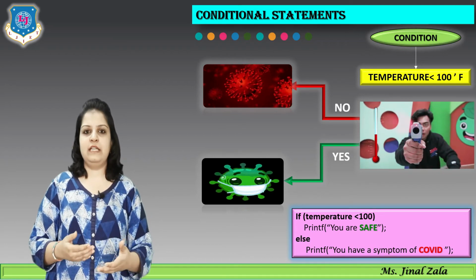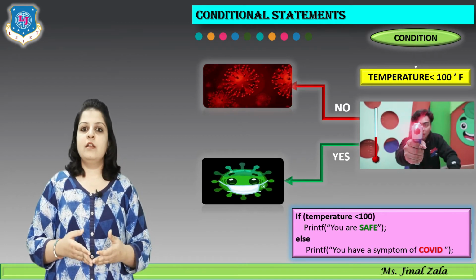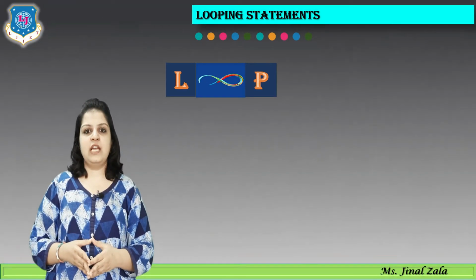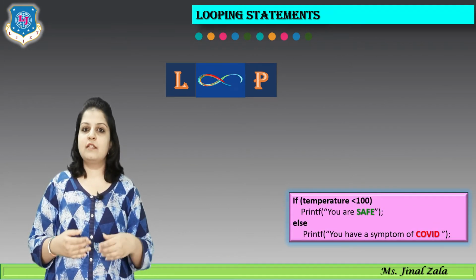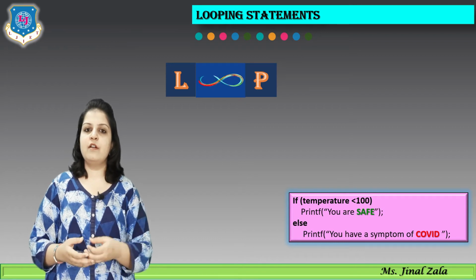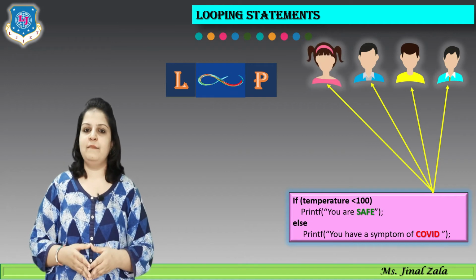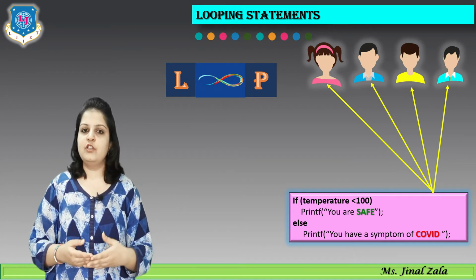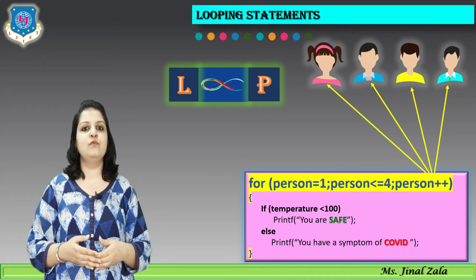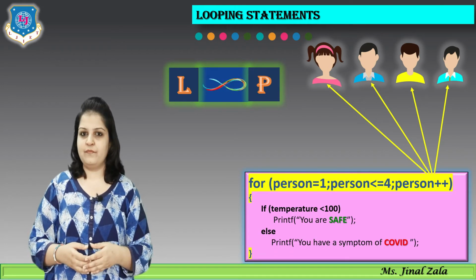So this type of statement we are going to learn in this subject. But by using this statement, we can check the temperature only for one person. If we want to check the same condition for many different people, then we can use another statement, that name is looping statement. Means if we have 4 persons and we want to check this condition for 4 persons, then we can use the concept of loop. So what is loop? Loop is nothing but repetition.